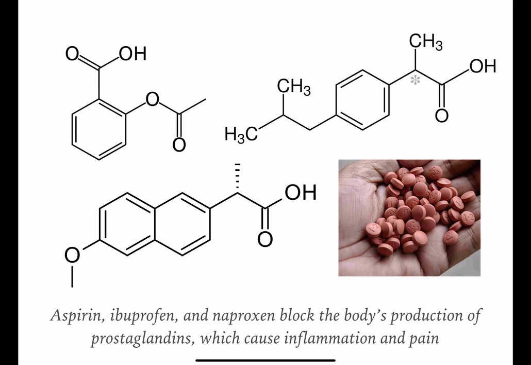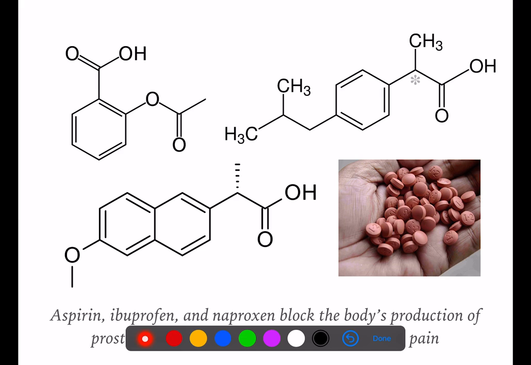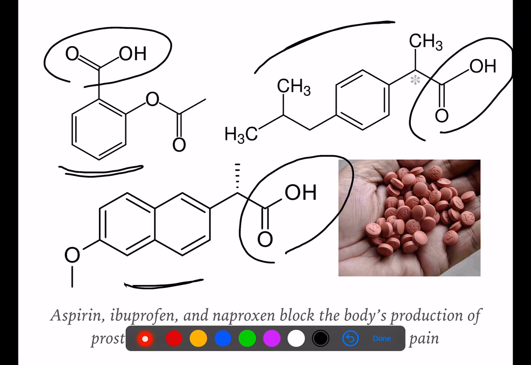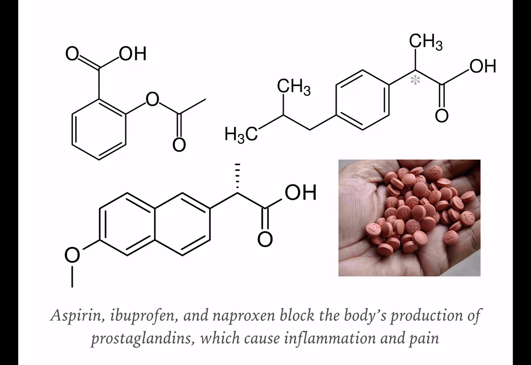Here are some structures of carboxylic acids that are used for over-the-counter pain medication. Aspirin, which is this one right here. Ibuprofen, which is this one right here. You can see they have the carboxylic acid group. And naproxen, carboxylic acid group. These are all substances that our body uses to block the production of prostaglandins, which are associated with inflammation and pain.